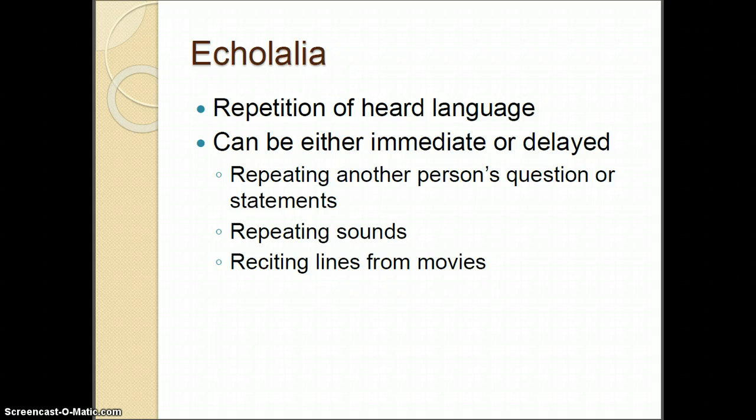One final way that a difference in expressive language shows up is in something called echolalia. Echolalia is a phenomenon that you see in children or adults with autism, and it's simply defined as the repetition of heard language. So this can be either immediate or delayed, and it might sound like a child who's going to repeat another person's question or statement.